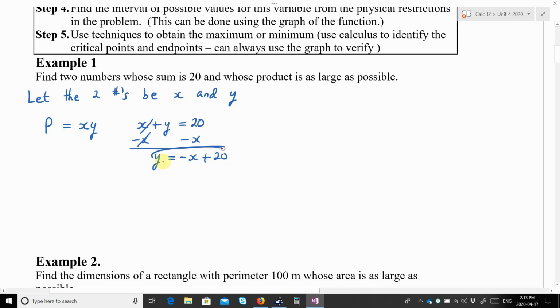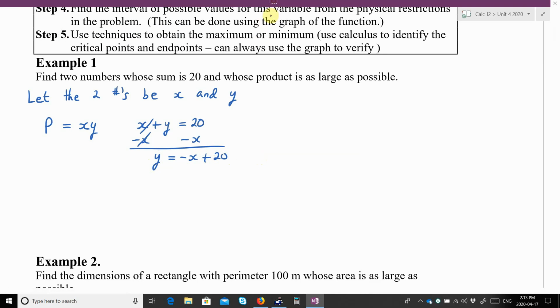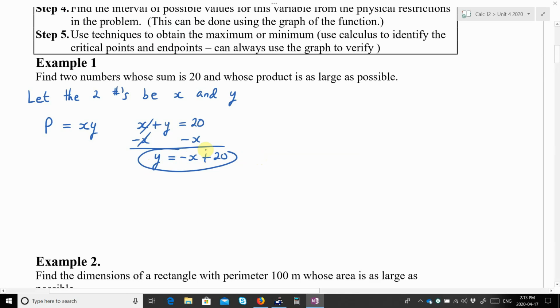If we get y by itself, you will get that y is equal to negative x plus 20, and I'm going to take that formula for y and plug it right in here for y. So our product function becomes x times negative x plus 20, and if we multiply this out, the product function is going to be negative x squared plus 20x. That's a negative quadratic.